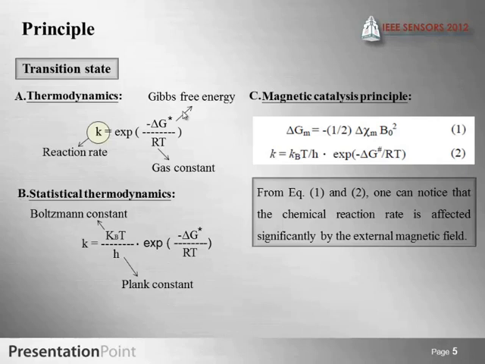It is well known that magnetic field and chemical reaction rate have a close relationship. Magnetic catalysis will affect the rate of chemical reaction, which is the original concept of our research work. Therefore, from equations 1 and 2, one can notice that the chemical reaction rate is affected significantly by the external magnetic field.